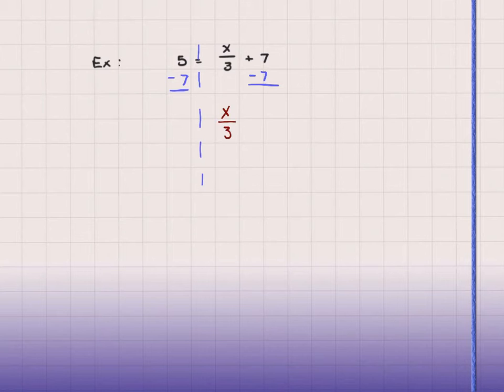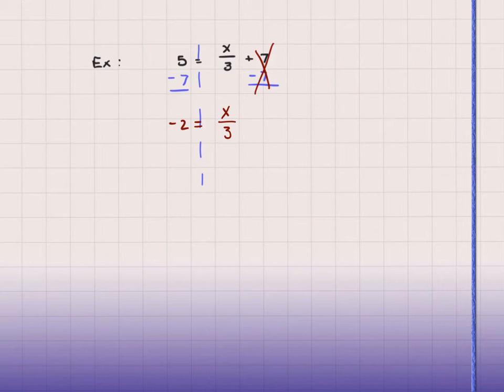So I've got x over 3. These just knock each other out. 5 minus 7 is negative 2. Now this one's a little bit different to solve. I want this x alone. It's x divided by 3.